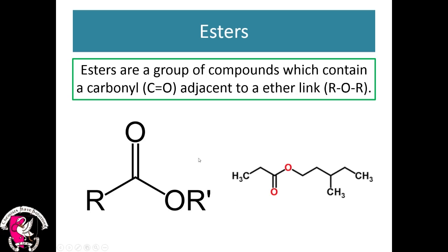So an example, over here, it's this that you're looking for. That's the part of the molecule that you're trying to identify. If you see that, then you can say, right, this is an ester. It's got this carbonyl and then it's got this ether link here with this oxygen. So that's what you're looking out for when you're looking for an ester.